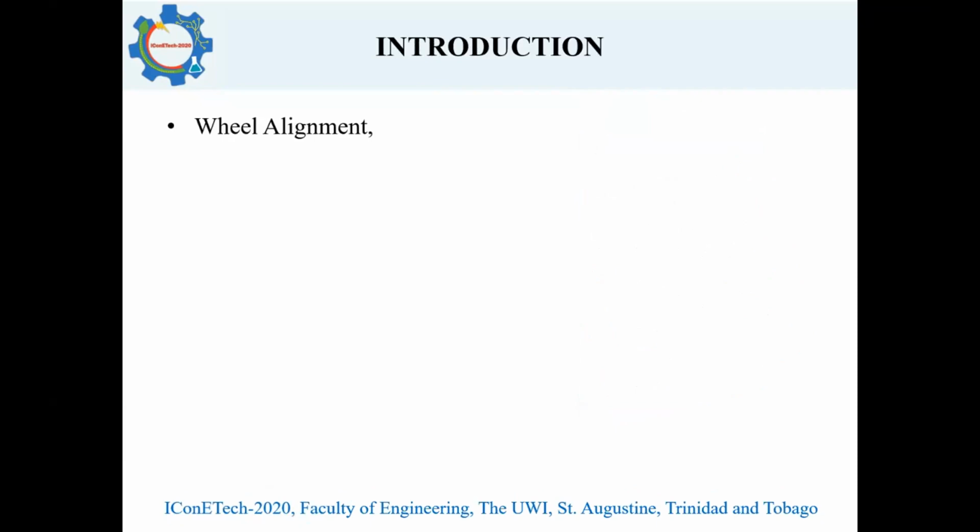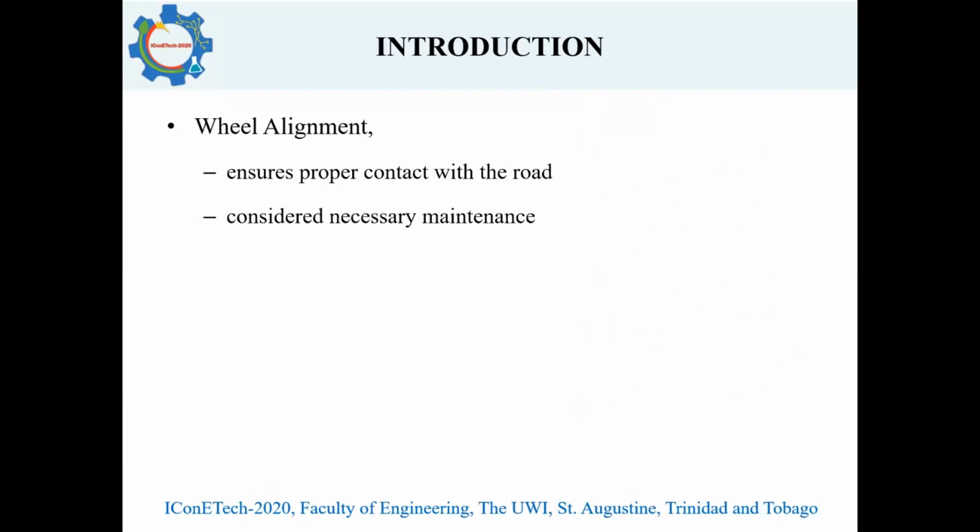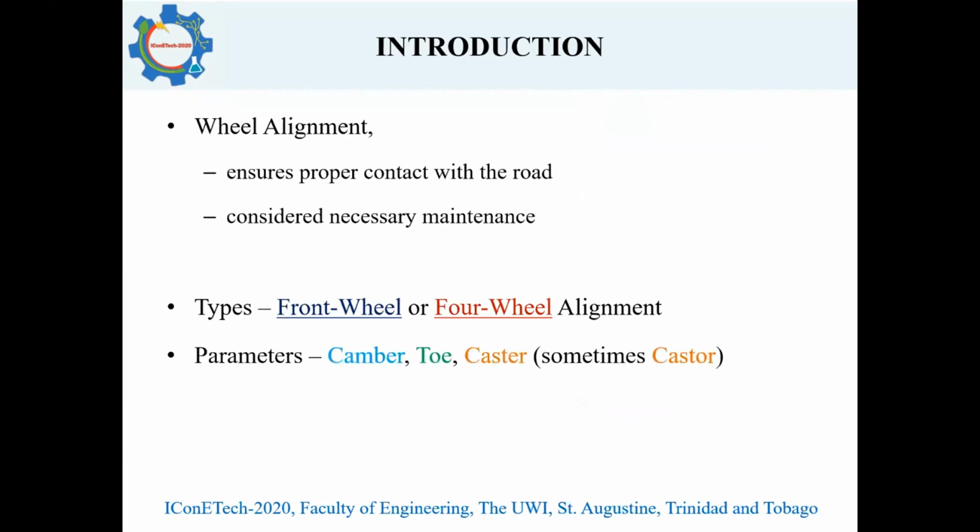To start, we need to define some terms. Wheel alignment is the obvious first. This is a form of vehicular maintenance which many often overlook. It ensures that you always have optimal road contact and performance. Some vehicles only allow front wheel alignment and others require all four. There are many parameters, but the key ones that we're considering are camber, toe, and caster.